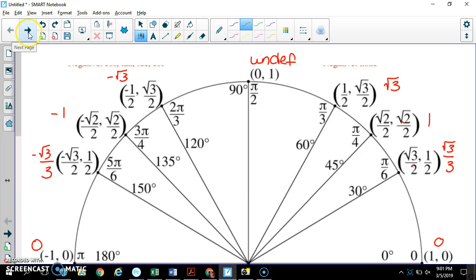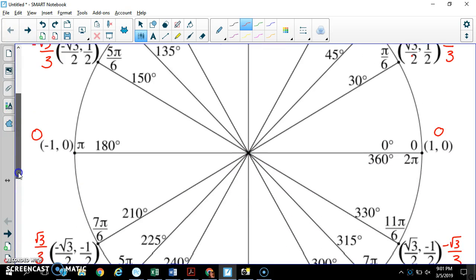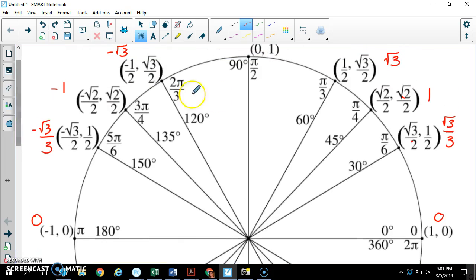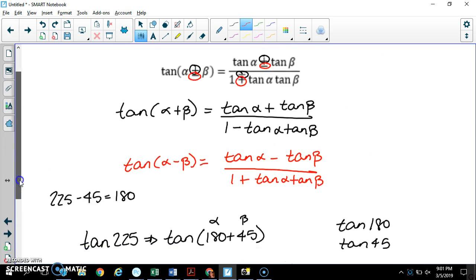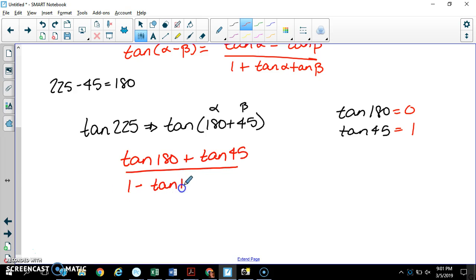Okay, so my tangent at 180, well, that's right here, that's 0. And then I also need my tangent at 45, which is 1. So at 180 it equals 0, and at 45 it equals 1. So I'm going to substitute those values in, and I'm going to write this into my equation. I've got tangent 180 plus tangent 45 over 1 minus tangent 180 times the tangent of 45. Okay? So now I'm going to substitute these in right here.